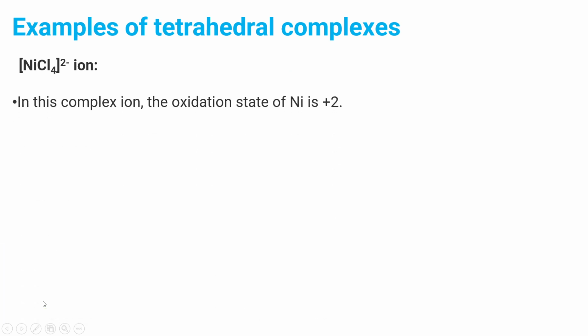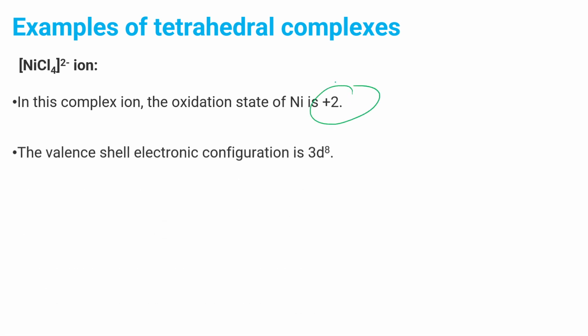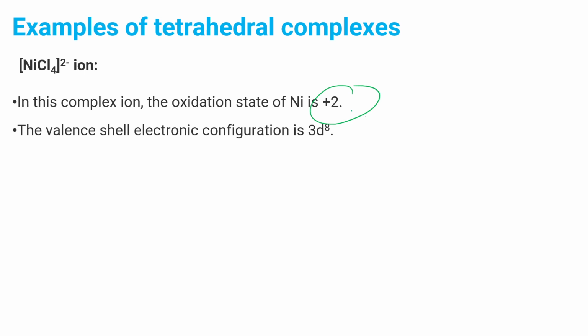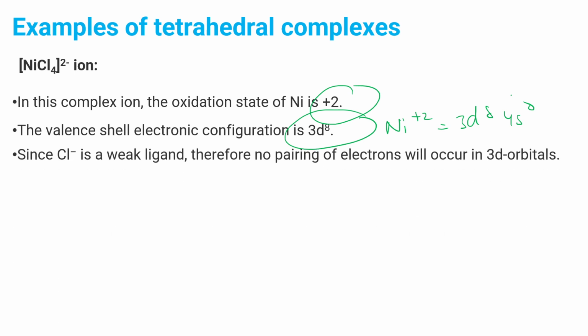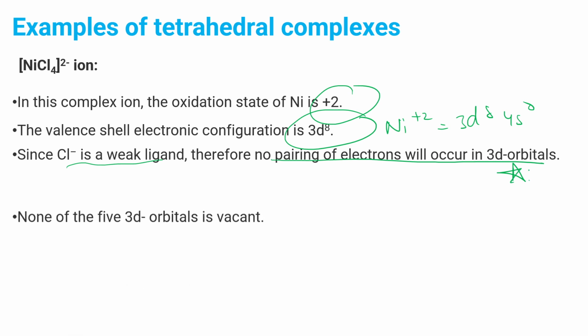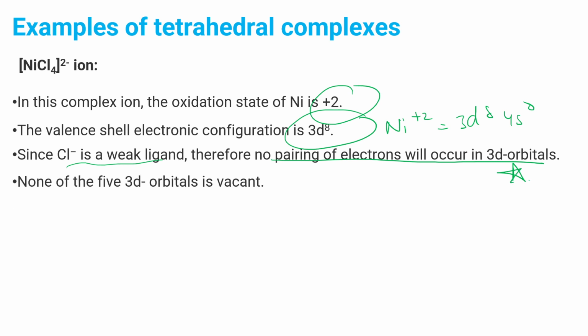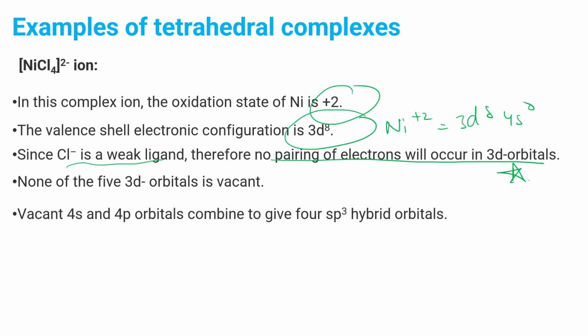So in this complex, the oxidation state of nickel is +2. We calculated that. The valence shell electronic configuration of nickel +2 will be 3d8 4s0. So, since chloride is a weak field ligand, as I said, no pairing of electrons will occur in the 3d orbital. None of the 3d orbitals is vacant. Vacant 4s and 4p orbitals combined to give 4sp3 hybridized orbitals.